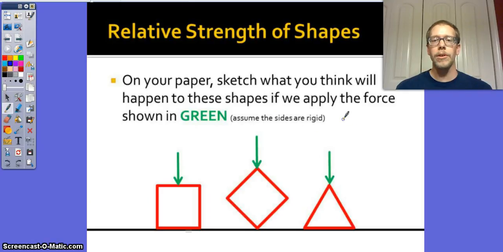But on your paper, go ahead and do this little exercise. Pause the video and draw these shapes, and then draw what you think would happen if you were to apply force at the green arrows. So pause the video, take a minute to draw the shapes, and then draw what they would look like if we applied forces from the top down here, like this.